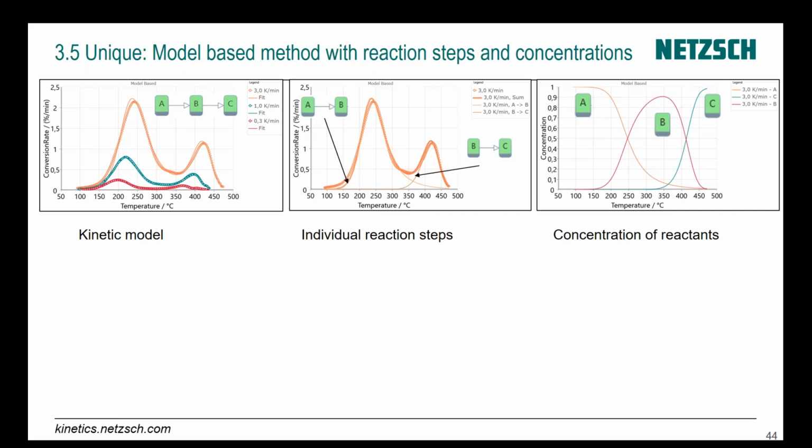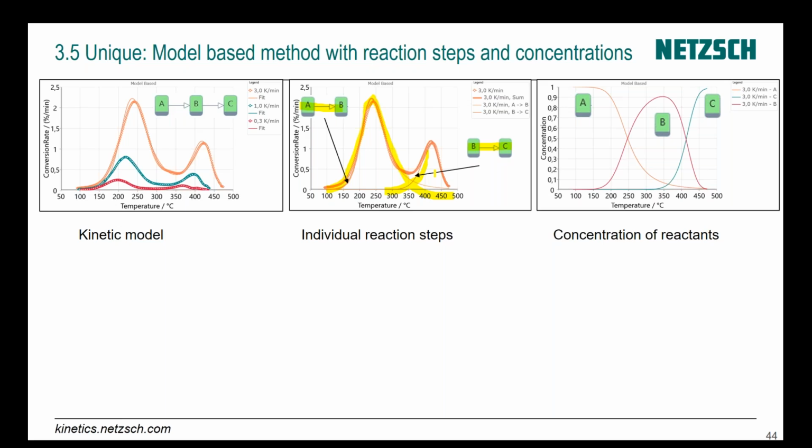Last unique feature, its model-based method can show reaction steps and concentrations. Let's see here. We have two steps. We have experiments with two peaks, and therefore we use a two-step model. For a two-step model, we have a possibility to show a first step as a first peak. Here you see it is individual, and we can show another peak.